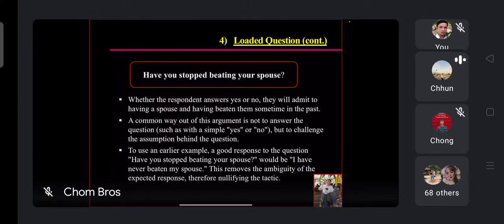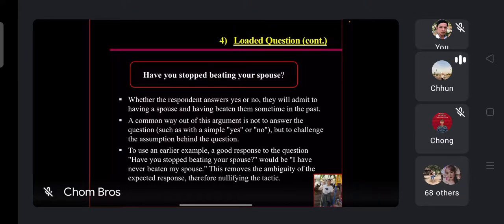Another loaded question is, have you stopped beating your spouse? First, when the respondent answers yes or no, they will admit to having a spouse and having beaten them sometime in the past. Second, a common way out of this argument is not to answer the question with a simple yes or no, but to challenge the assumption behind the question. And third, to use an earlier example, a good response to the question, have you stopped beating your spouse, would be, I have never beaten my spouse.